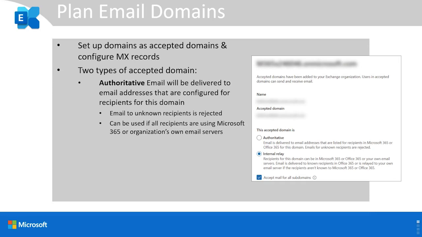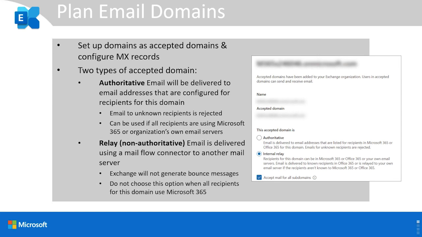Authoritative domains are the normal kind. With authoritative domains, incoming email will be delivered to email addresses that are configured for recipients for this domain. Email to unknown recipients will be rejected. This configuration is appropriate as long as all recipients are using Microsoft 365 or your organization's own email servers.